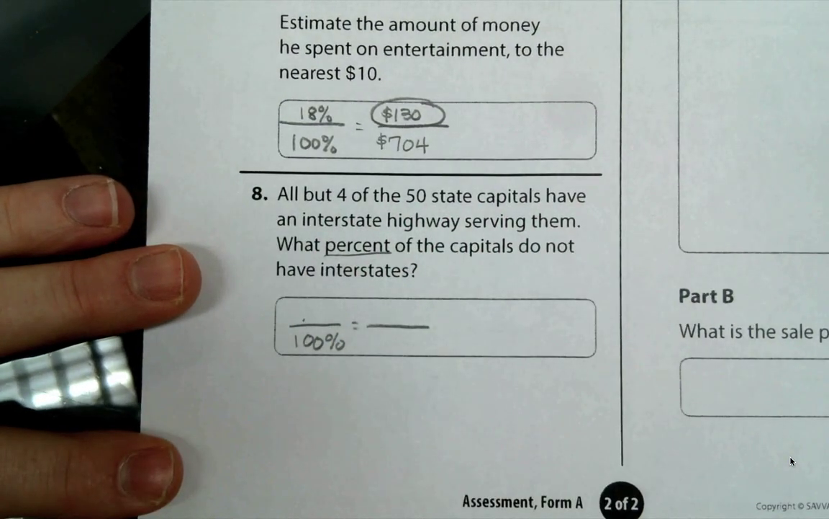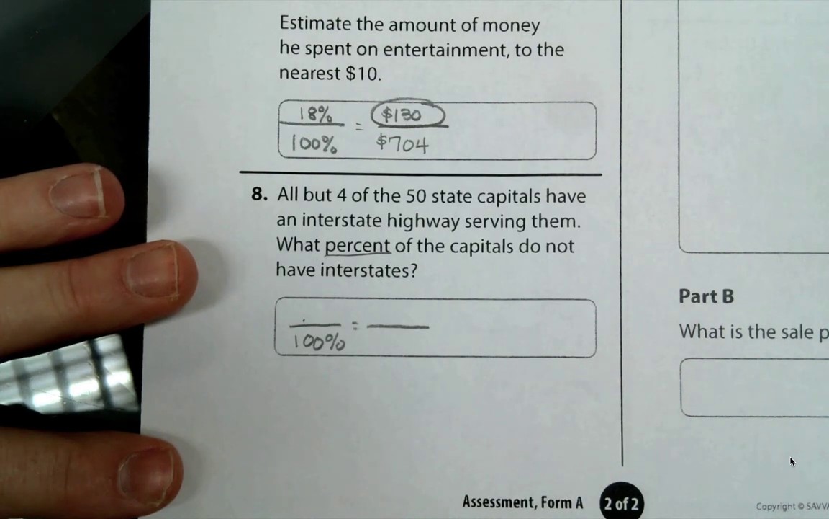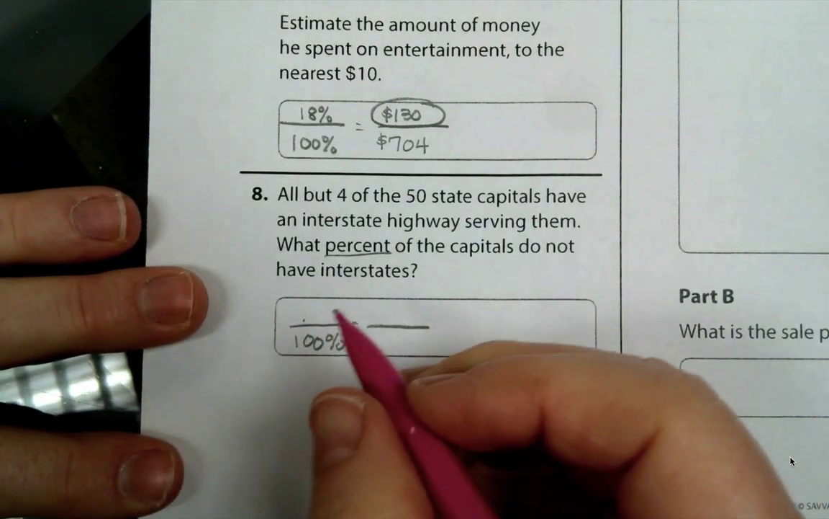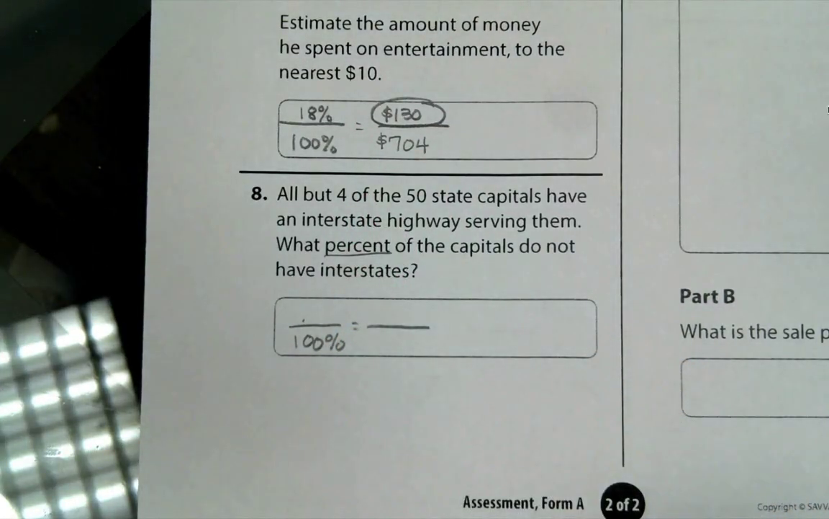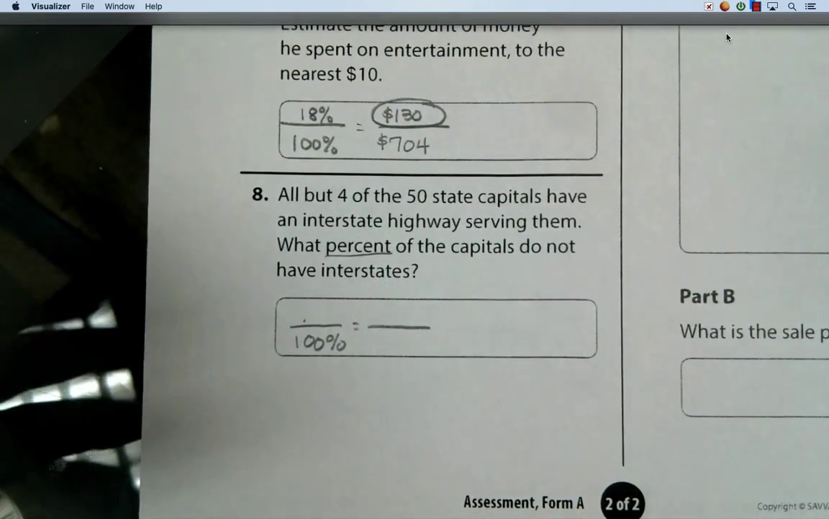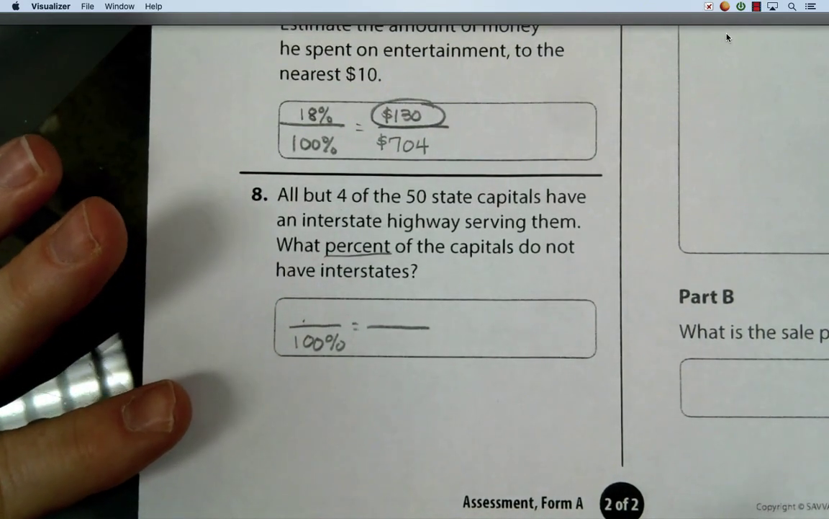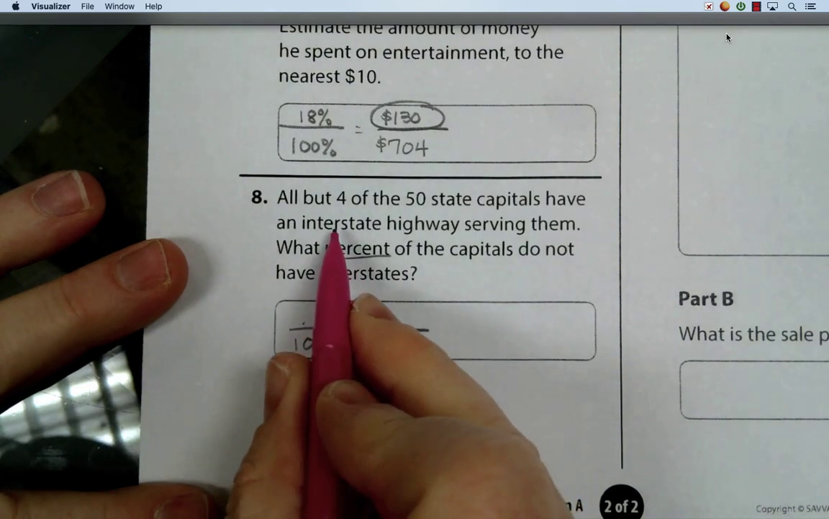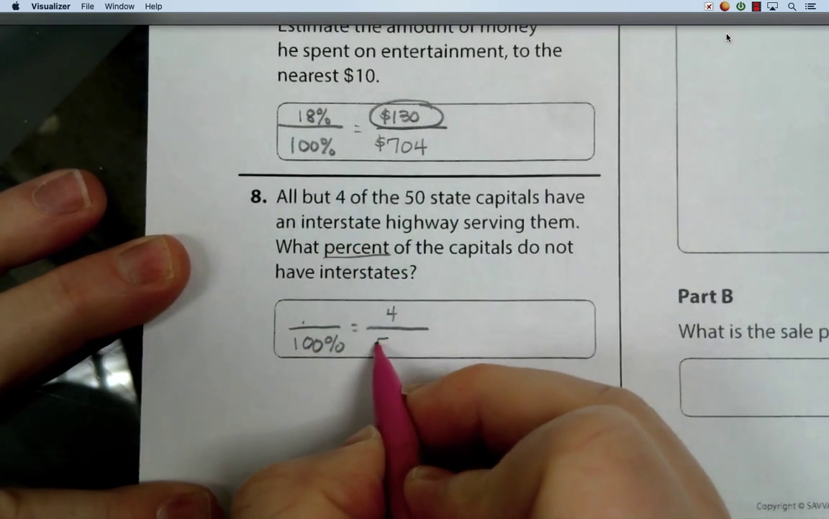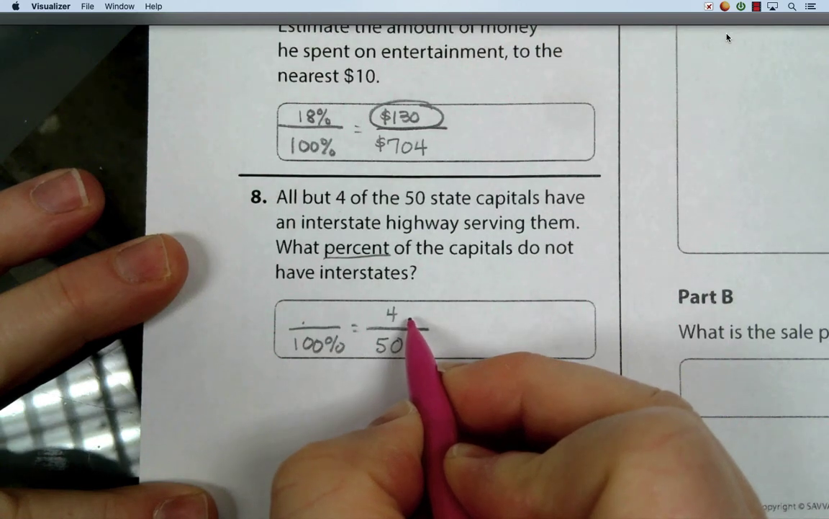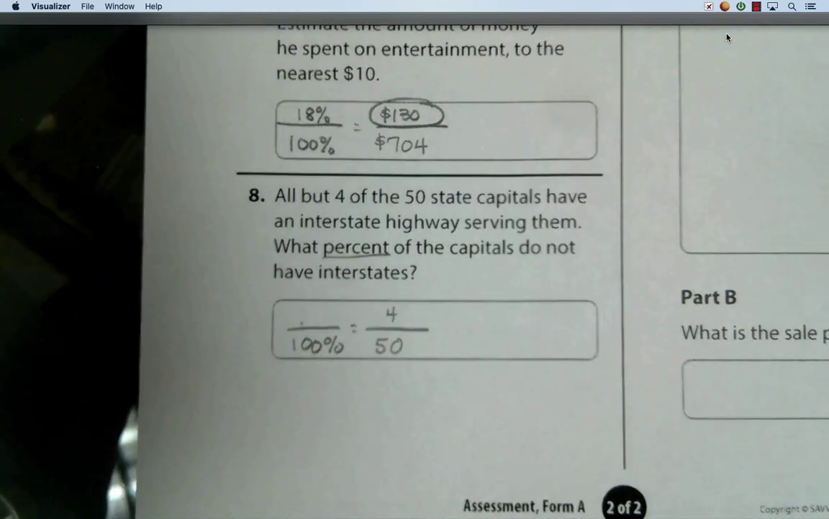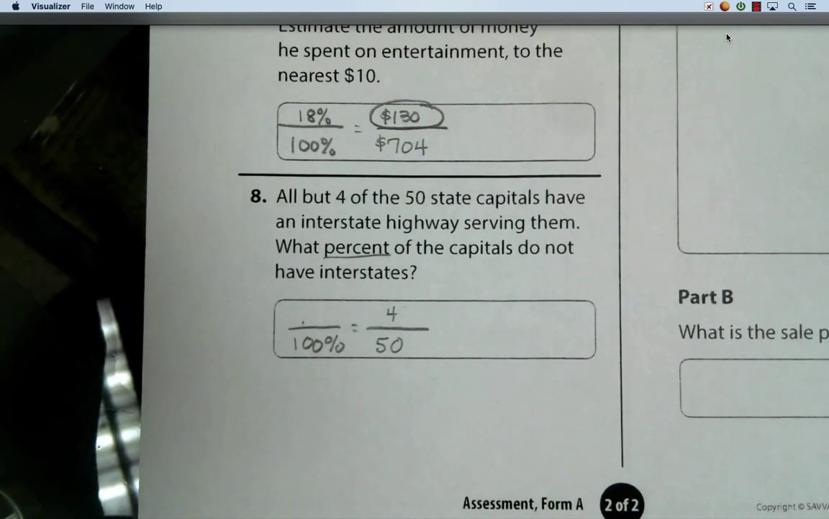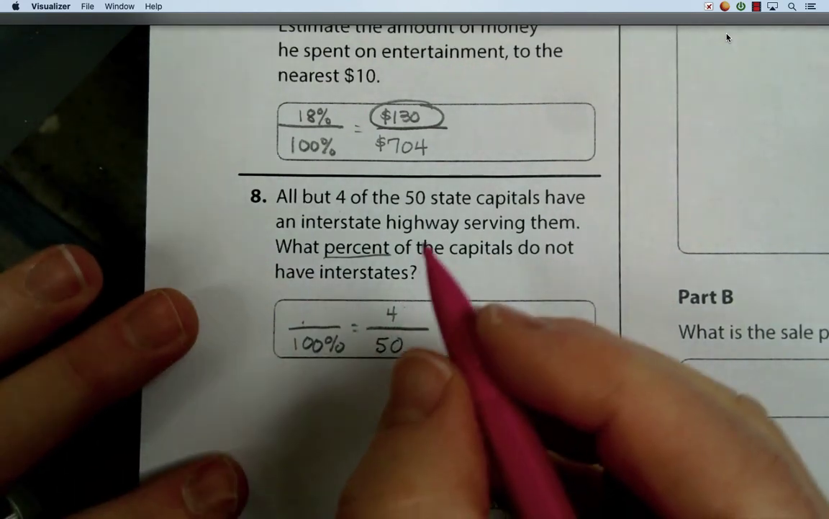So what percent do not have interstates? So they want to figure out what is 4 divided by 100. Okay, continuing. So our is over of, since we want to know percent, is 4 out of 50 because 4 state capitals do not have an interstate highway serving them. So we're going to cross multiply 4 times 100 divided by 50. And we get 8. So that is 8%.